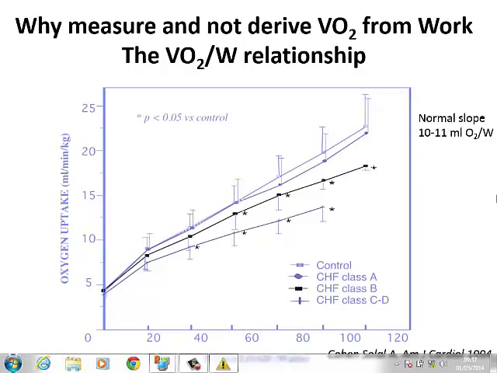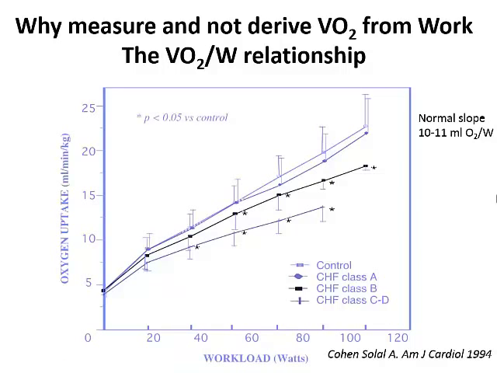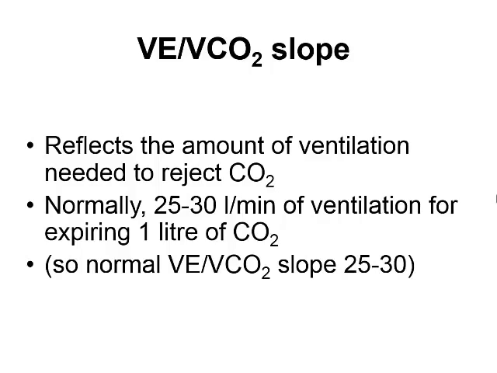So this means that you cannot rely on the watts to assess the VO2 in patients with heart failure because the slope is decreased. In a normal subject, you can assess the VO2, for example, here from work rate. In patients with heart failure, you have to measure VO2 because the slope is not the same.